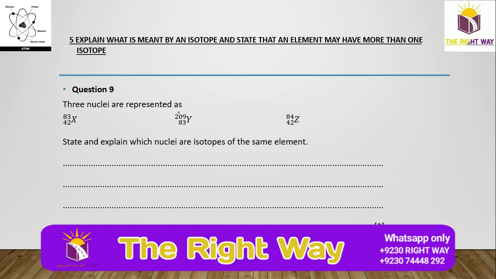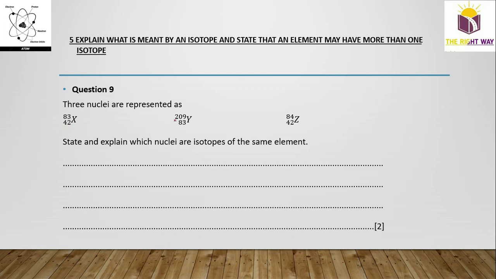Three nuclei are represented as 83/42 X, 209/83 Y, 84/42 Z. State and explain which nuclei are isotopes of the same element.